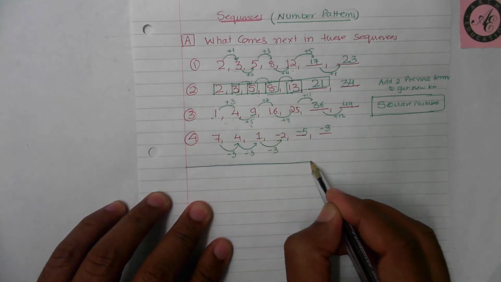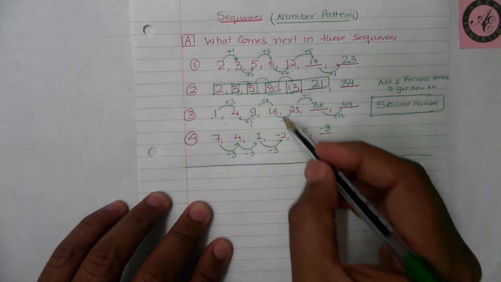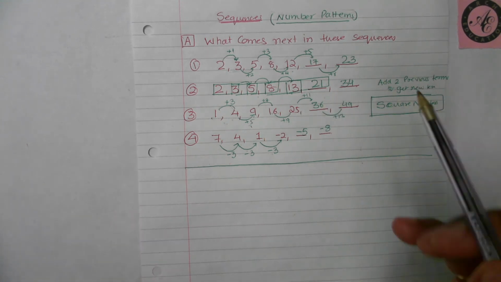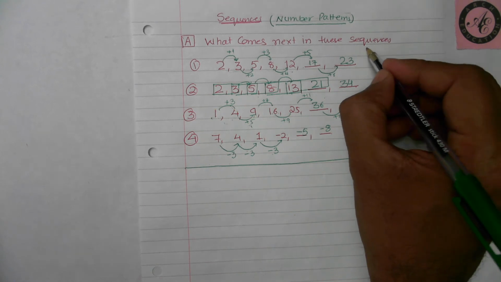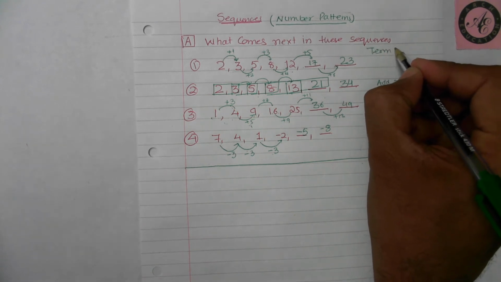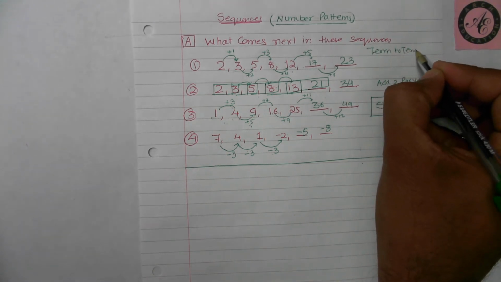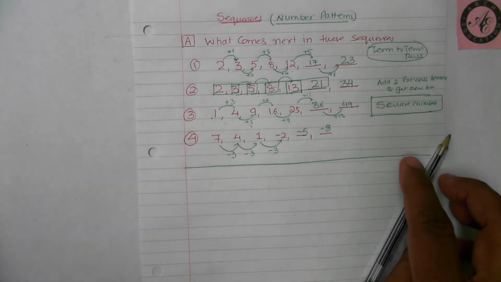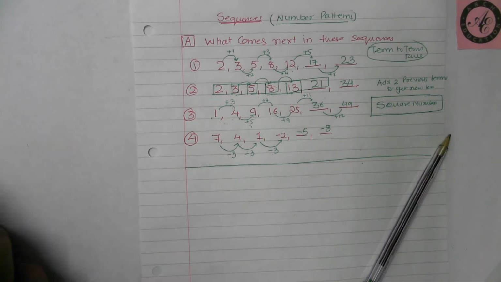Okay, right. So this is the first type of question. You'll be given some number patterns and you'll be expected to find the rule, which is called the term to term rule. How does a sequence progress from one term to the other? Okay, we move on to do the second section now.